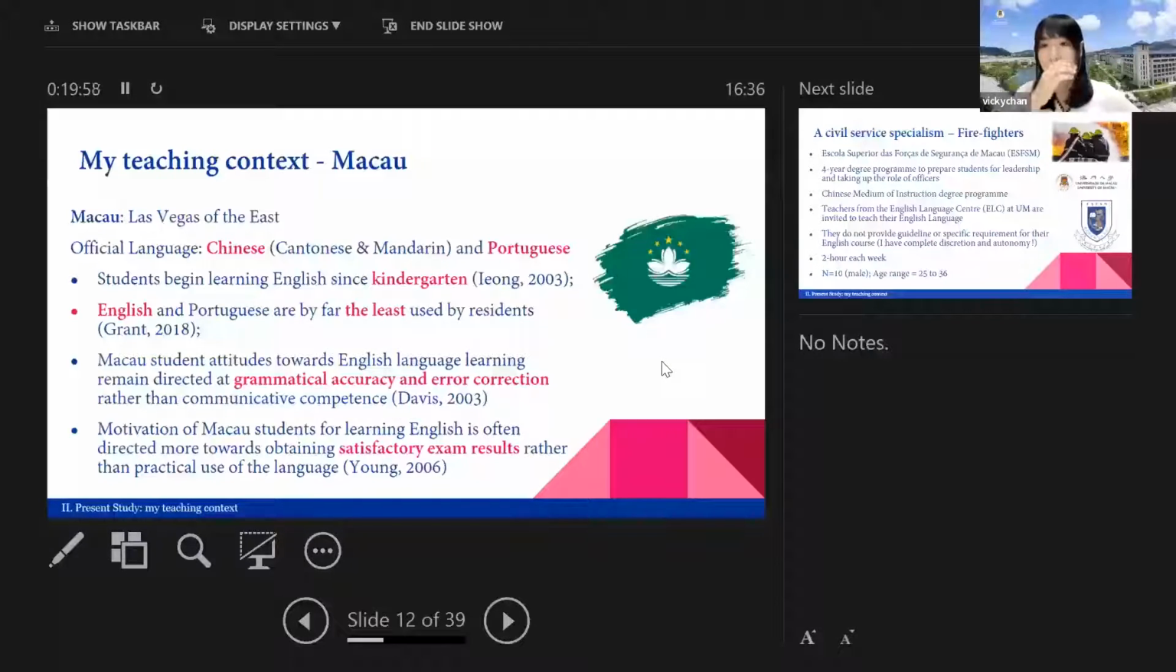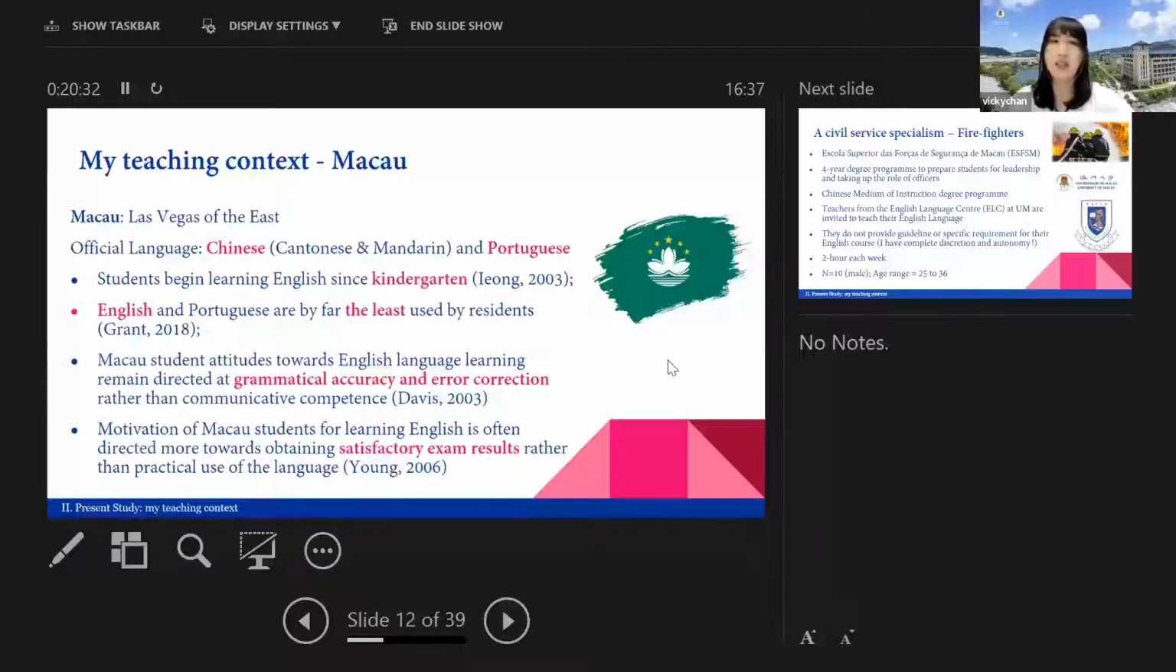All right, so now I'm going to tell you a bit about my teaching context in Macau. Basically, Macau is often called the Las Vegas of the East. There are so many casinos here, and the official languages here are Chinese and Portuguese. As you can see, English is not one of the official languages here. However, most of the students here started to learn English since kindergarten. But even so, English and Portuguese are by far the least used by the residents in Macau.